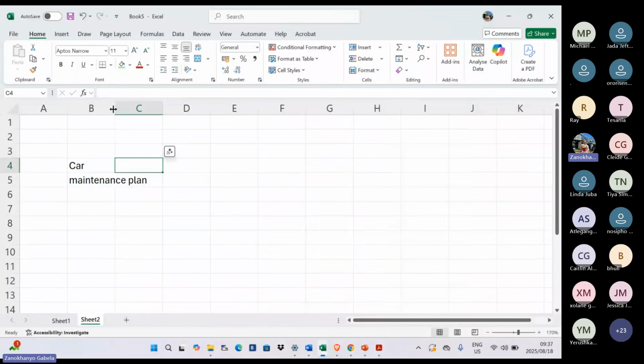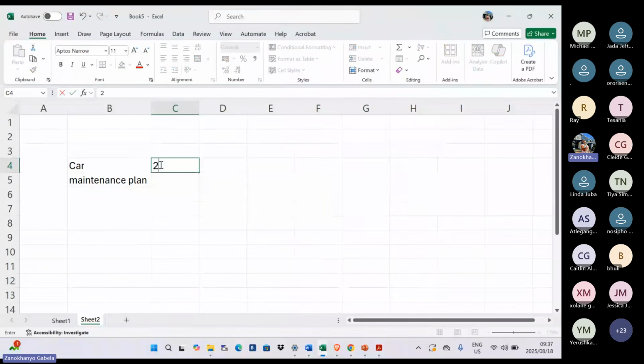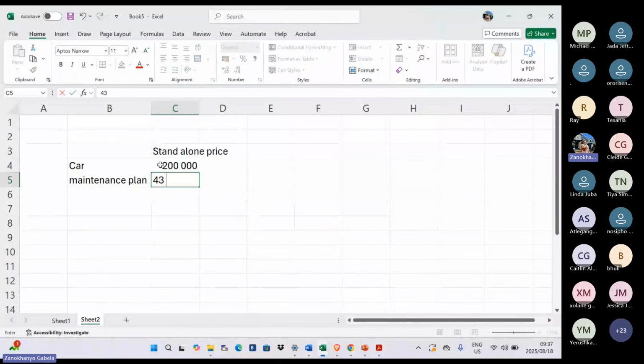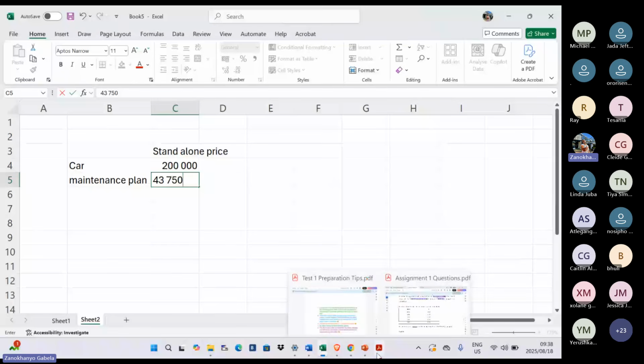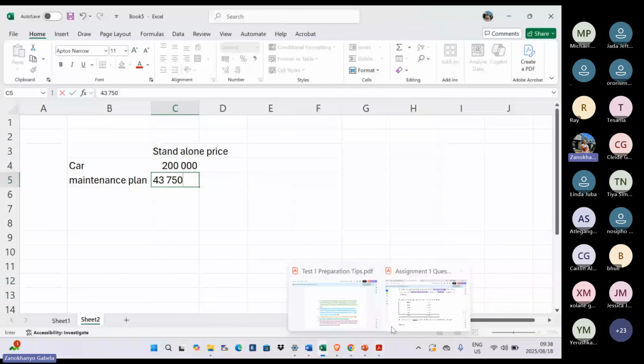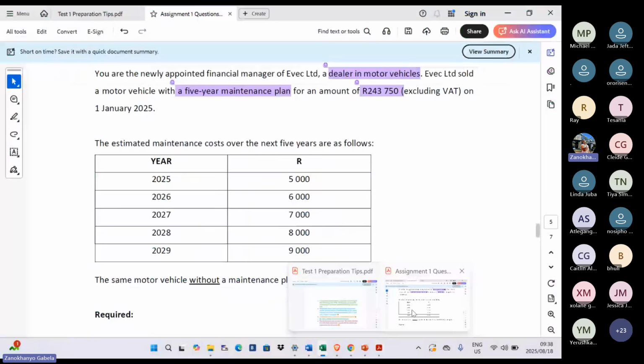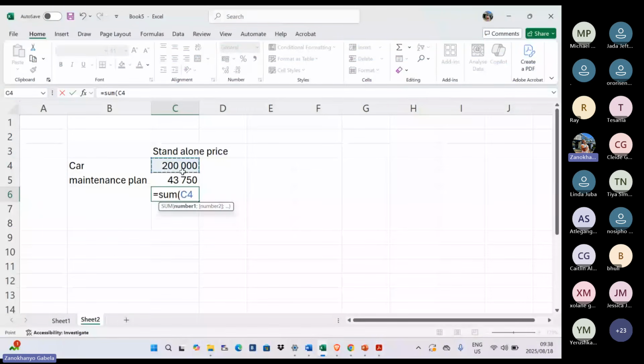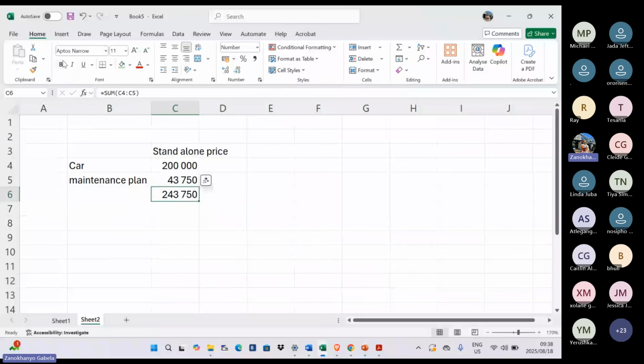The car is costing 200K. That's a standalone price. And then the maintenance plan is costing 43, is it 750? I'll just confirm. 43,750, yes, perfect. And then we get the sum of these 2 over here. I didn't do that first. In any case, fine.